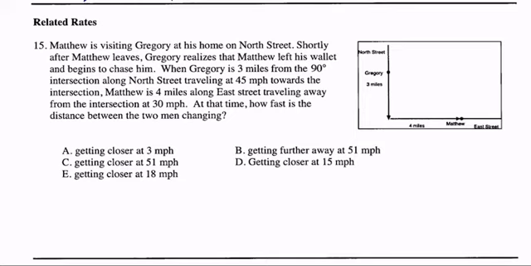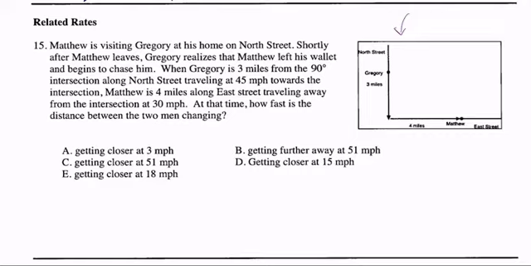Okay, so it says Matthew is visiting Gregory at his home on North Street. We got a cool little image right here. I see North Street right there. Shortly after Matthew leaves, Gregory realizes that Matthew left his wallet and begins to chase him.